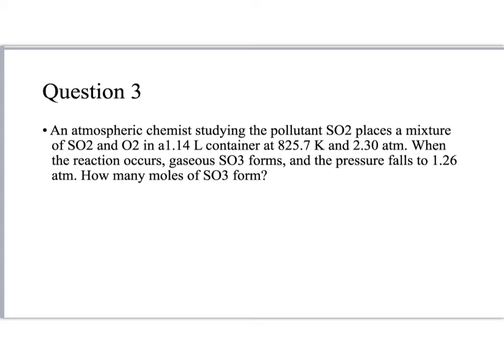In this problem here, we're mixing two gases and they react, forming a product gas. From the initial and final pressure, we have to figure out how much SO3 is formed. So let's take a look at how to solve this problem. Let's first start with a balanced chemical equation. You have SO2 gas that reacts with O2 and forms SO3 gas. And when you balance this, you can see you need some coefficients here.